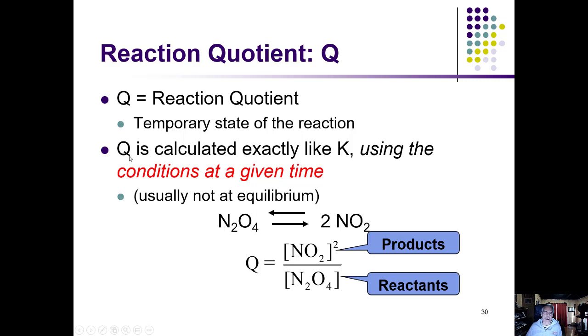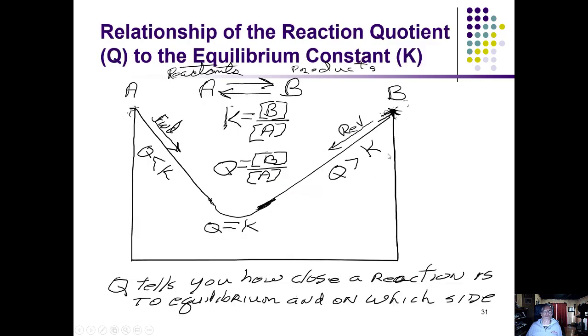So you simply calculate the Q exactly like you do the K. That gives you the ratio at a moment in time, and that will tell you whether the reaction needs to go further toward products or back toward the reactants. Remember, Q is calculated exactly the same way as K is calculated. So you can think of it like this.